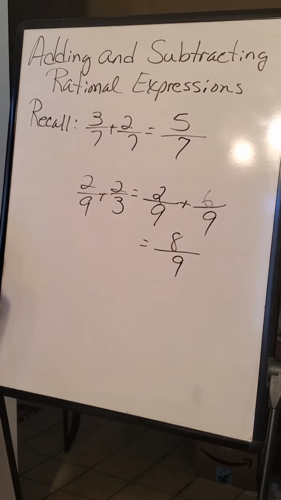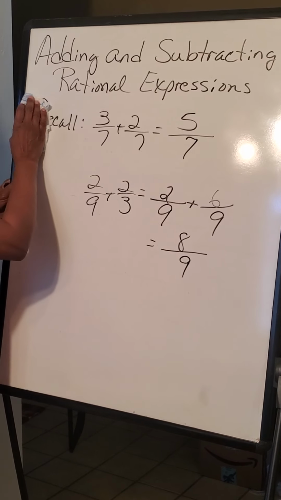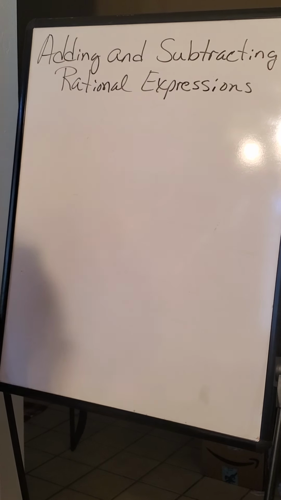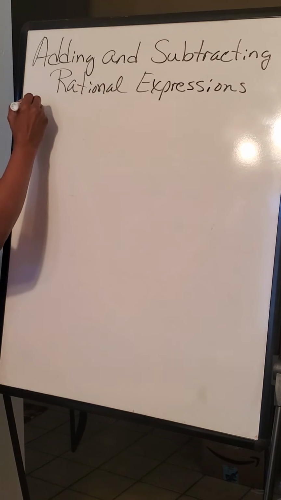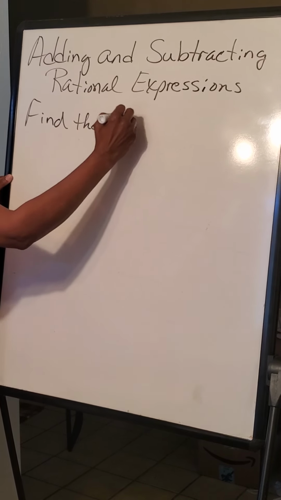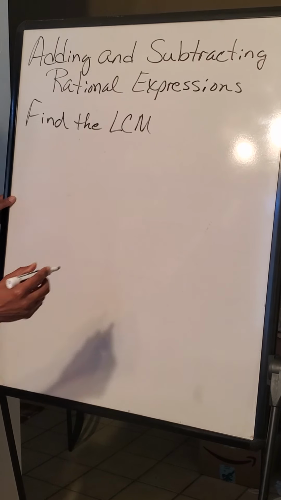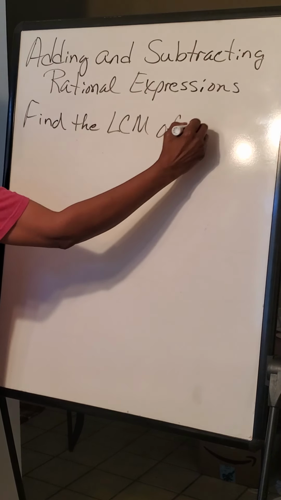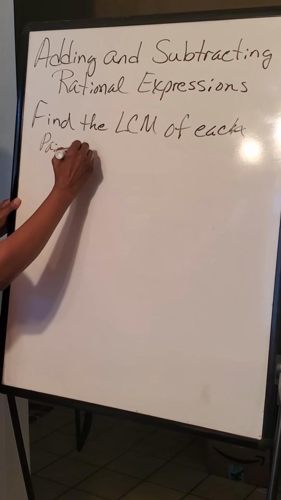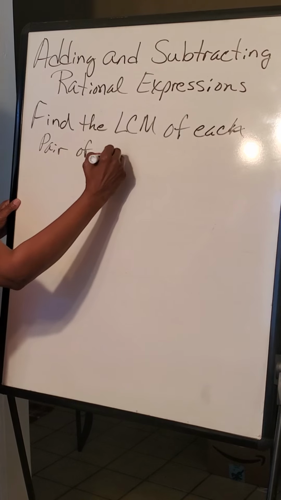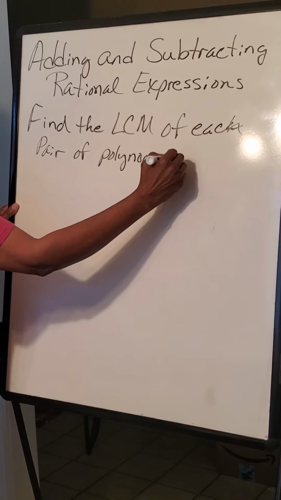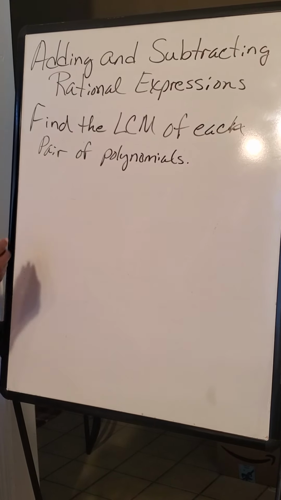So we're going to be using that same concept as we add and subtract our rational numbers. We're going to start by finding the LCM. The LCM is also your least common denominator. So let's find the LCM of each pair of polynomials. And I'll be using prime factorization.